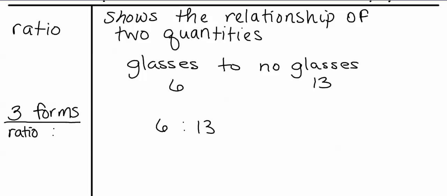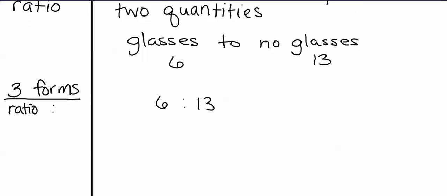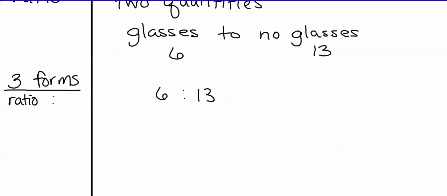Ratio ahead. Alrighty, so that's the first form. The second form that we're going to do is a fraction. If we're writing the number of people with glasses to the people with no glasses, what number do you think we put on top? What do you think, Rihanna? 6. 6, very good. So we're going to put the first term on top.